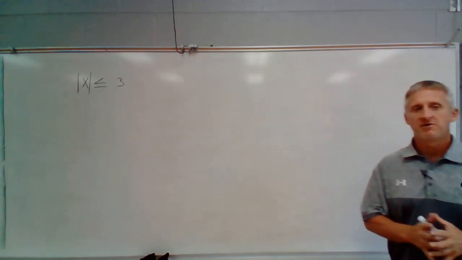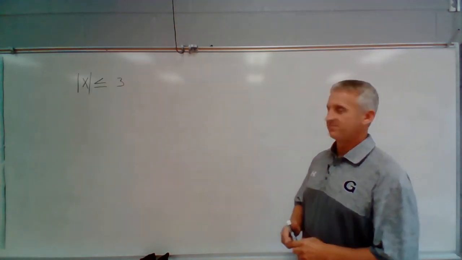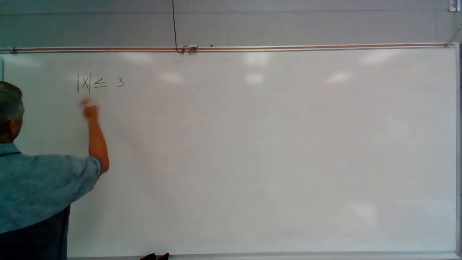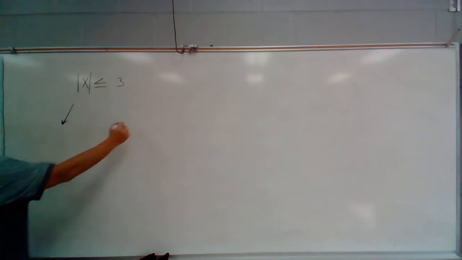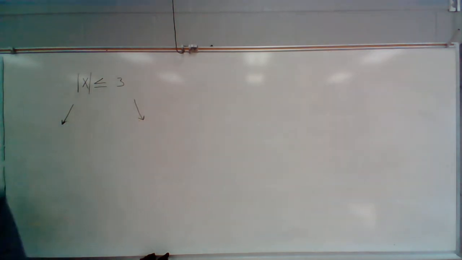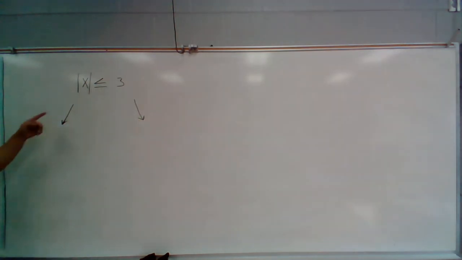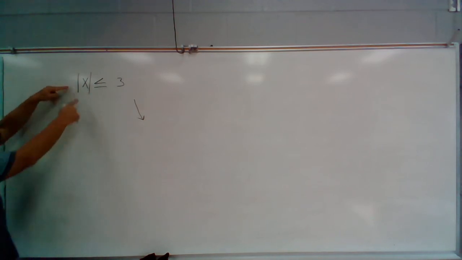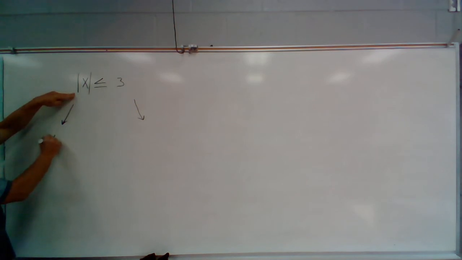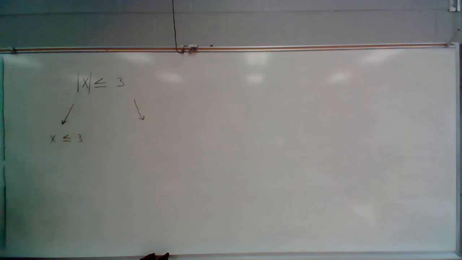All right, let's try to solve an absolute value inequality. Okay, so again, we're going to have 2 possibilities. Possibility 1 is that the x is positive. If the x is positive, then the absolute value of x is just x. So we have x is less than or equal to 3. That's one possibility.